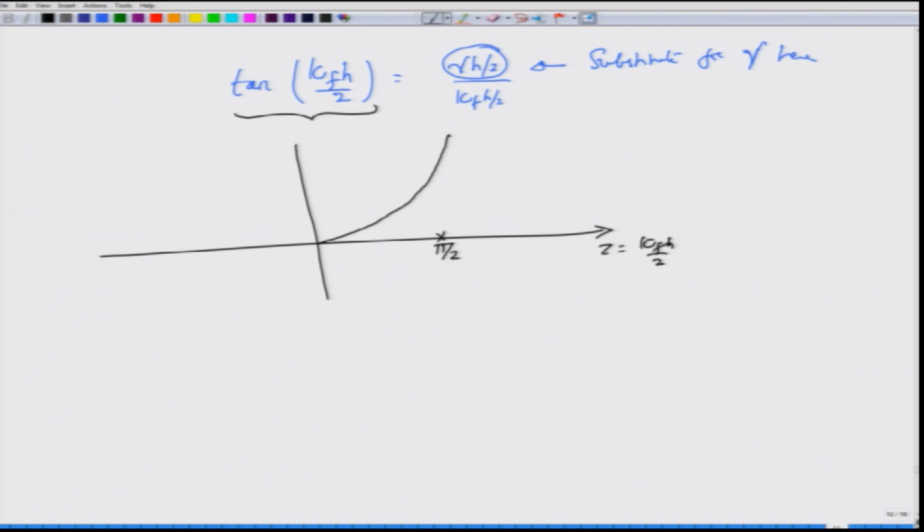So, when kappa f h by 2 nears pi by 2, the corresponding value of tan function has gone up to infinity, it goes up to infinity asymptotically. Then of course, as you increase this value of kappa f h by 2 further, it starts at pi by 2 and then goes through 0 at pi and then goes again back to infinity at 3 pi by 2, this is pi, okay. And then you can keep moving.